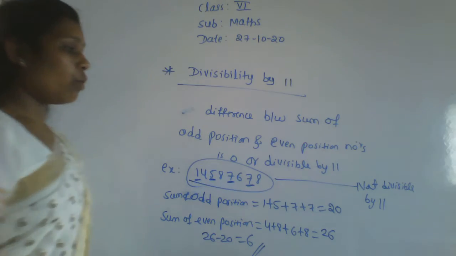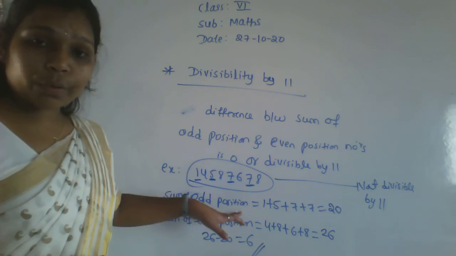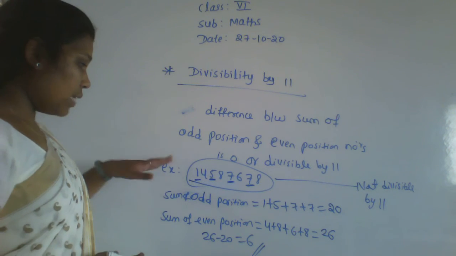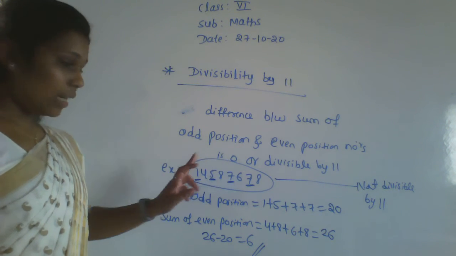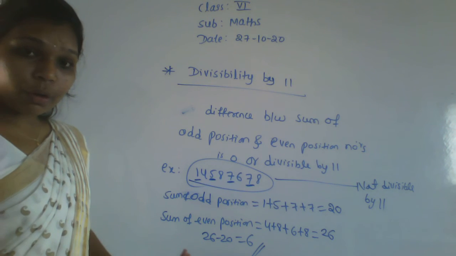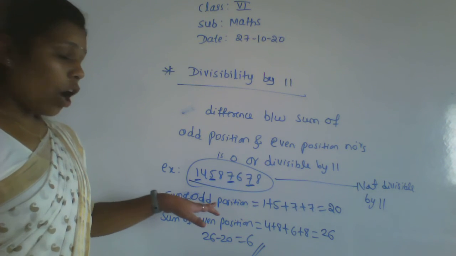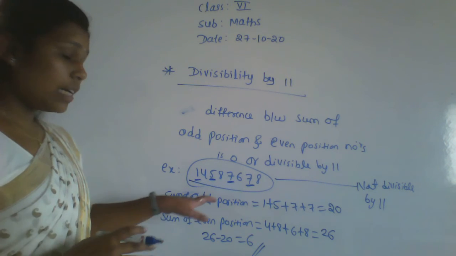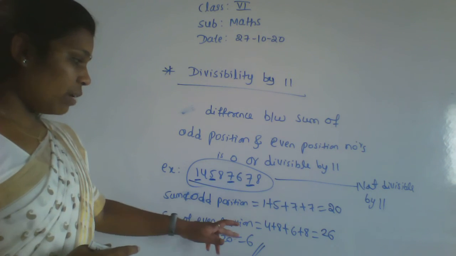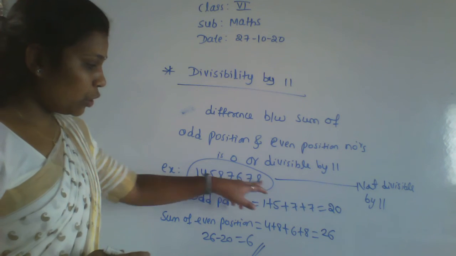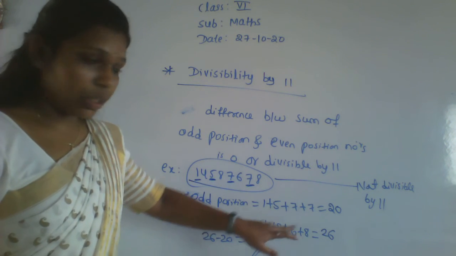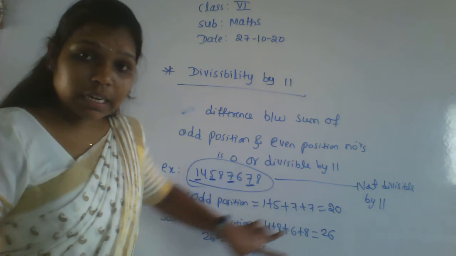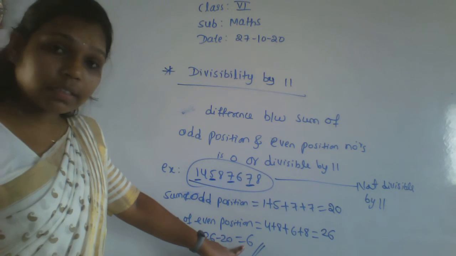So we have to take the sum of the odd positions and the sum of the even positions in the given number. Start from the left side. That is the first number, second number, like that you have to count. Sum of odd positions means 1st, 3rd, 5th, like that. Those are called the odd positions, and then the even positions. Take the sum of each and you will get the answers, right? Then you have to take the difference of these two numbers, which we got as 6 here.